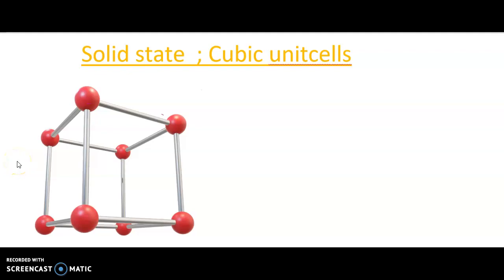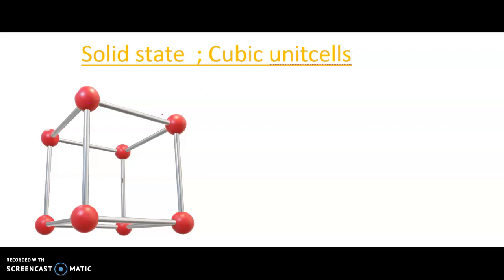Hello everyone, I am going to discuss cubic unit cells and different types of cubic unit cells in solid state, like simple cube, body centered cube, face centered cube. So here, the first one is simple cube.